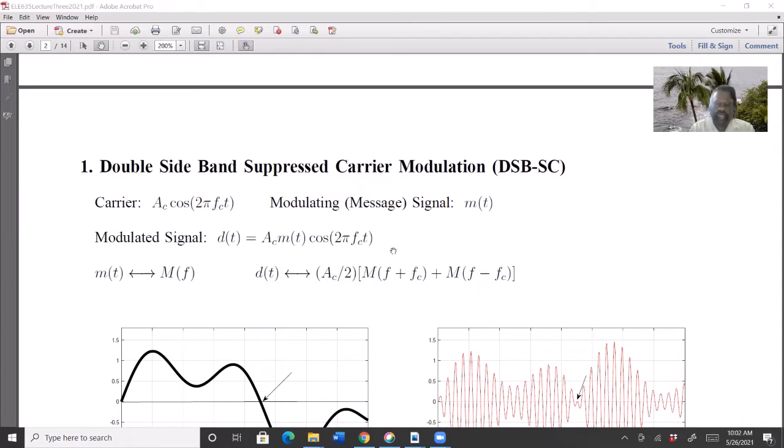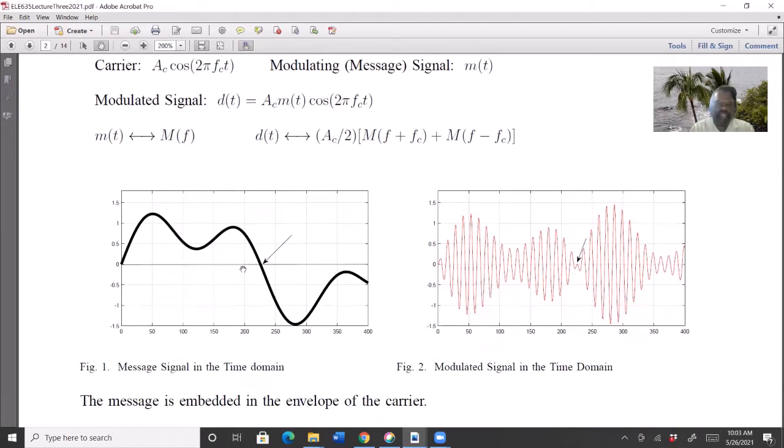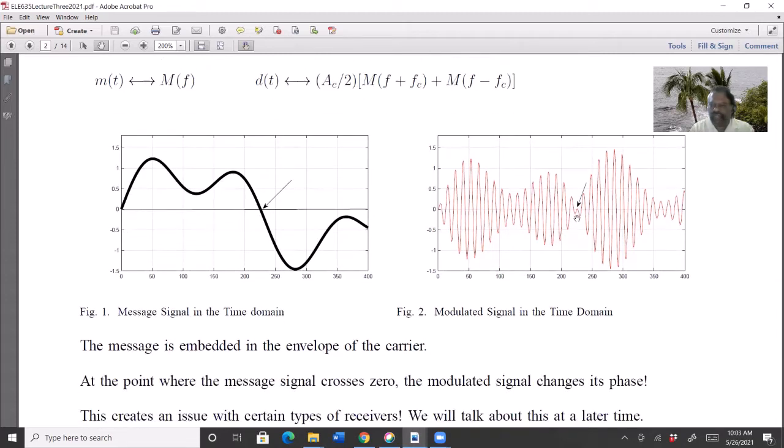We learned what happens in DSB is the spectrum of the message signal becomes half, but then if there is any constant, that constant goes here, and other than that, the spectrum of the message signal gets shifted to minus FC and plus FC. Okay. Now, if you look at what is actually happening in the wave, the message signal gets embedded in the amplitude of the high frequency carrier. And when the message signal crosses zero, there is a phase shift in the carrier signal.